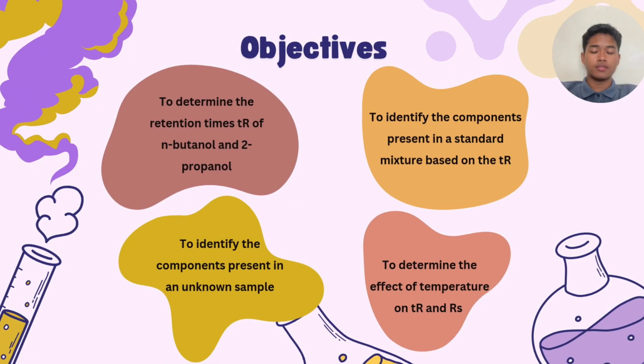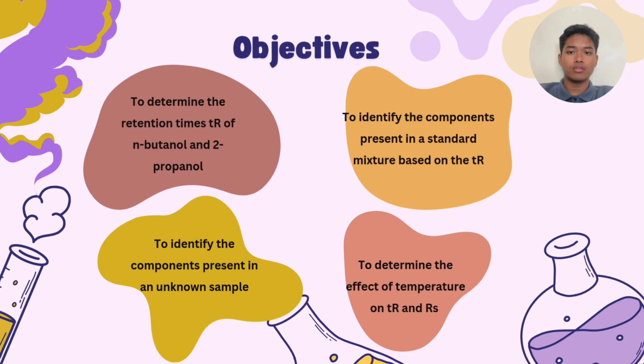The objective of this experiment is firstly to determine the retention time of n-butanol and 2-propanol. Secondly, to identify the components present in a standard mixture based on the retention time. Thirdly, to identify the component present in the unknown sample. And lastly, to determine the effect of temperature on retention time and resolution.